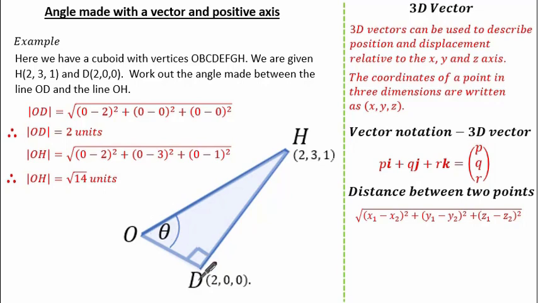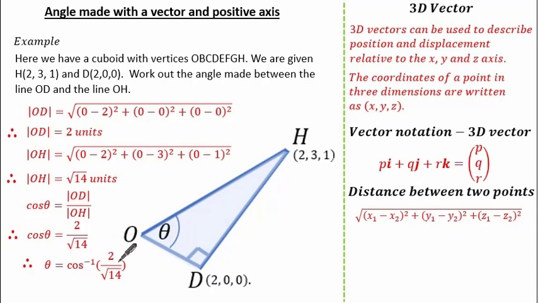Now I know what OD is, and I know what OH is, I'm able to use cosine to work out the angle made between OD and OH. Remember, it's the adjacent over the hypotenuse. Substituting in our OD, it's 2, and our OH is root 14. This means cos theta is 2 over root 14, and working out theta, I simply do cos to the minus 1 of 2 over root 14, which gives me a final answer of theta to be 57.7 degrees to 3 significant figures. So let's see how this GCSE trig question helps us with 3D vectors.